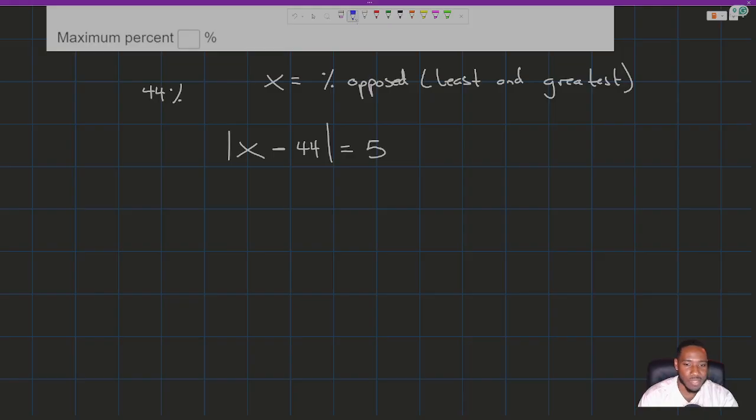So what we can do with this is consider that definition of absolute value. We can say x minus 44 is equal to 5, or x minus 44 is equal to negative 5. All right? Now, to solve in both of these situations, all we're going to do is add 44 to both sides.